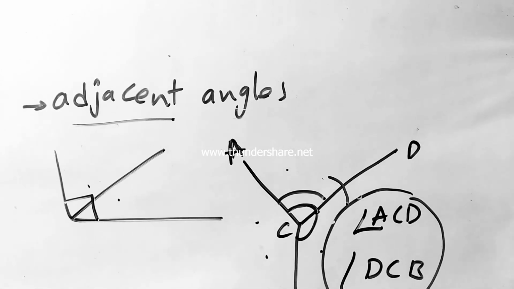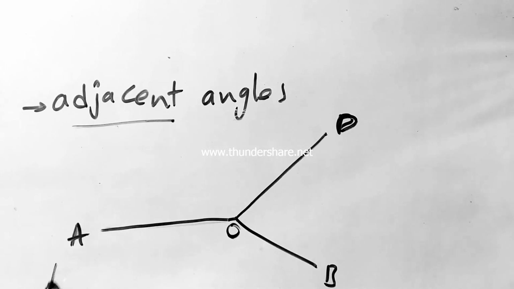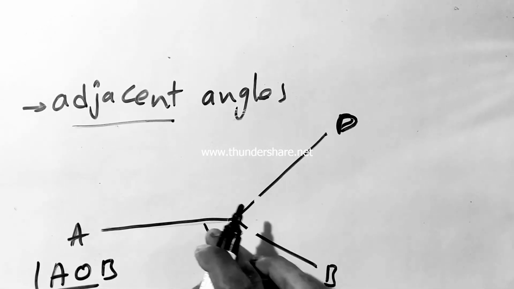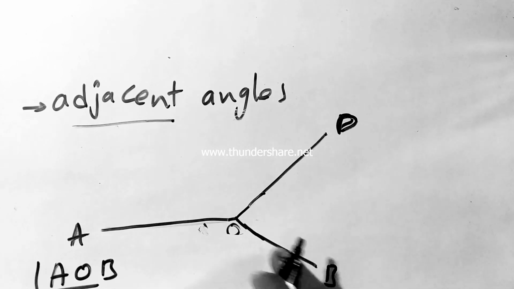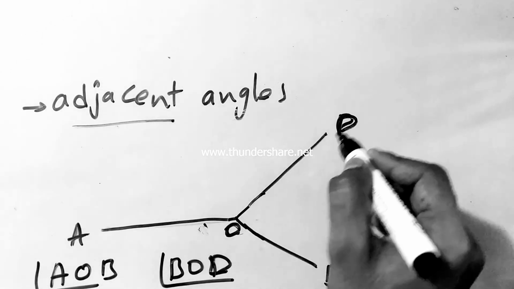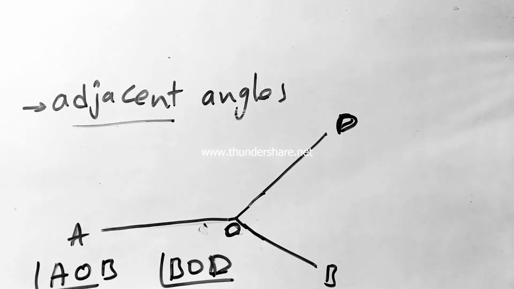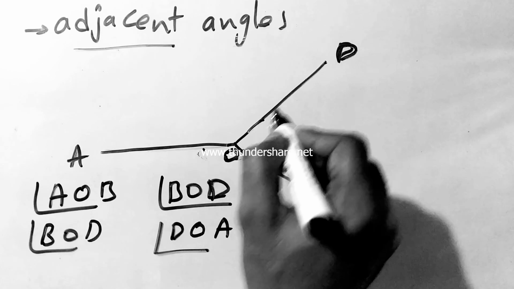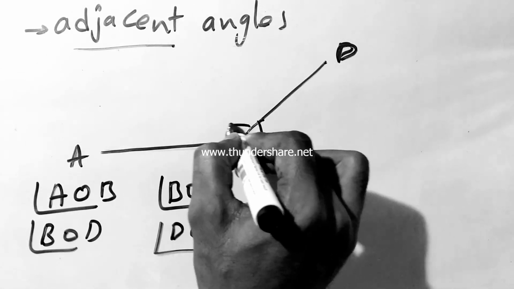Let me explain clearly. Here AOB and BOD, this angle and this angle, these are the two adjacent angles. And another pair, BOD and DOA. This one angle and DOA, this is another angle. These are the two adjacent angles.